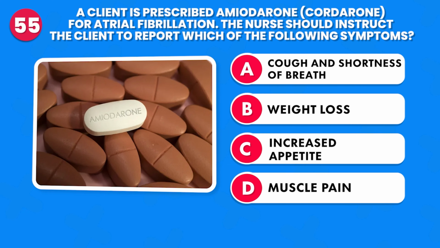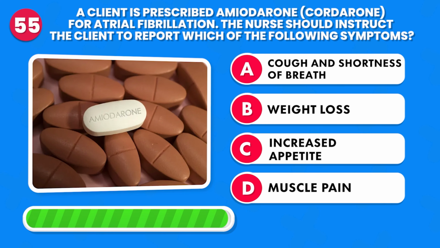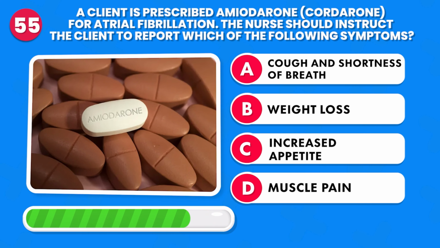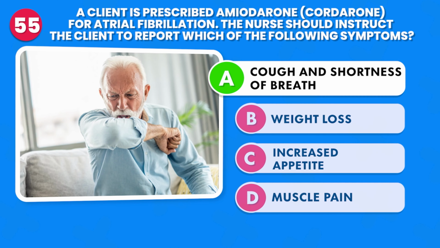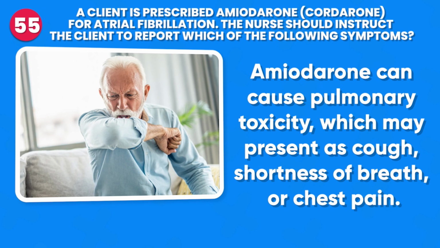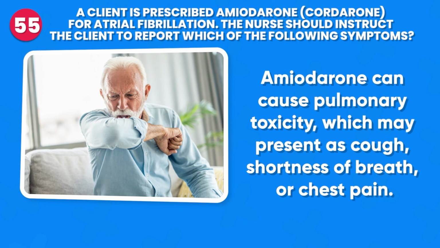The nurse should instruct the client to report which of the following symptoms? A. Cough and shortness of breath. B. Weight loss. C. Increased appetite. D. Muscle pain. It's A. Cough and shortness of breath. Amiodarone can cause pulmonary toxicity, which may present as a cough, shortness of breath, or chest pain.